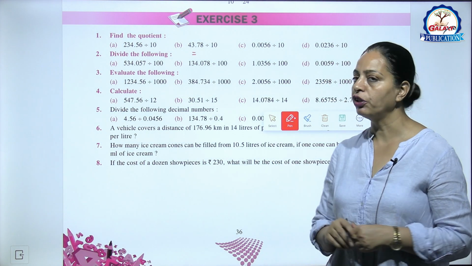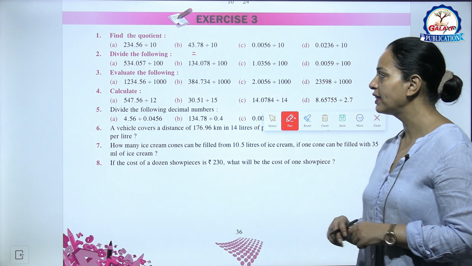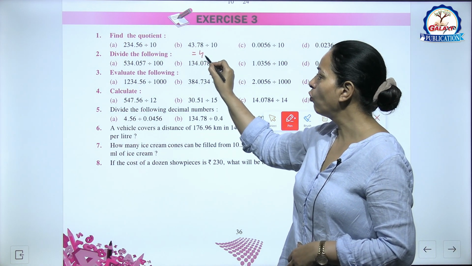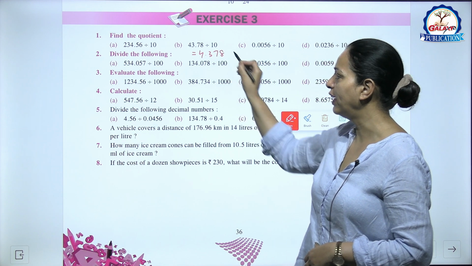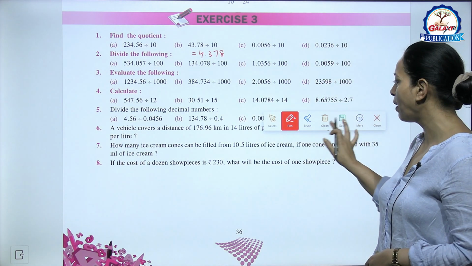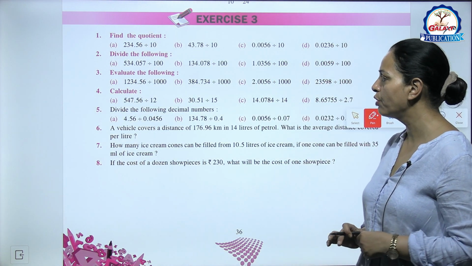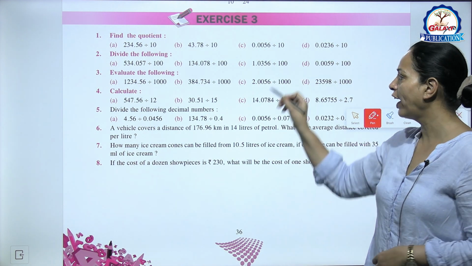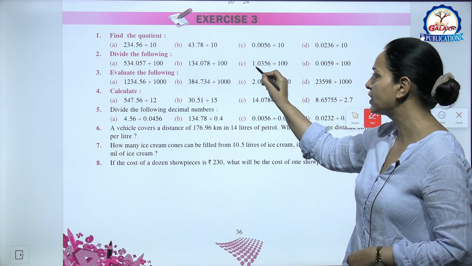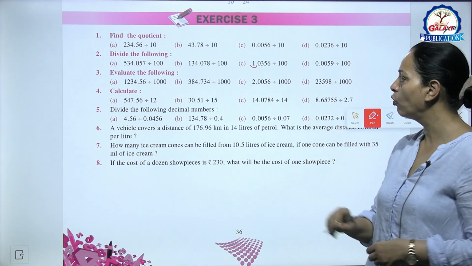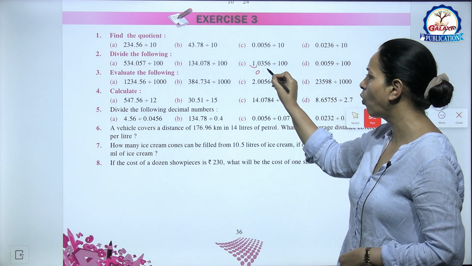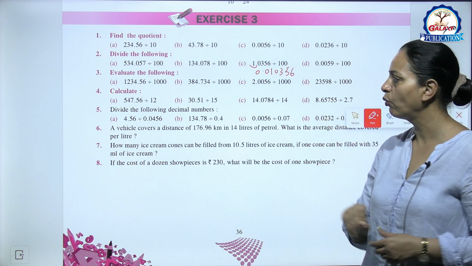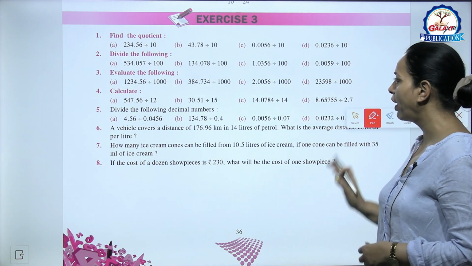Now exercise 3, based on such type of example, see question number 1. Now B part, 43.78 divided by 10. So what will you get? Shift decimal towards left. So 4.378. Similarly, you can try remaining parts. Now question number 2, divide the following, like here C part, 1.0356 divided by 100. So decimal shifts towards left by 2 digits. So answer is 0.010356. Right? Now similarly, you can try remaining parts.